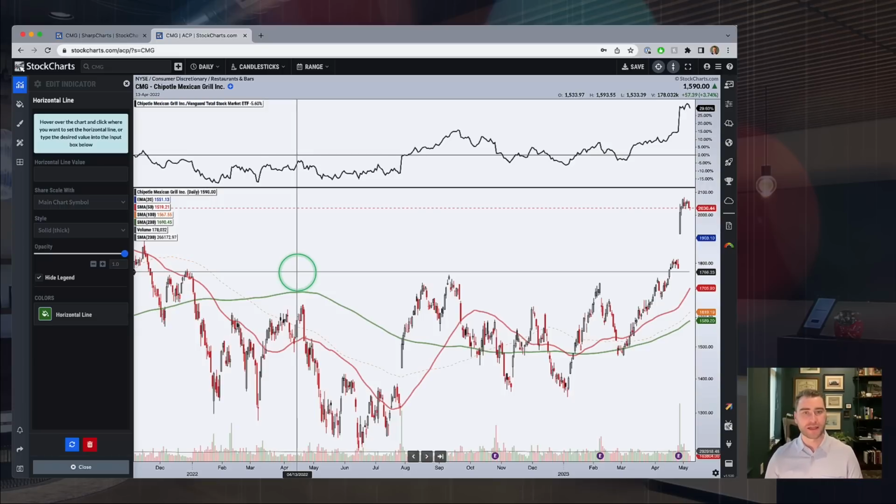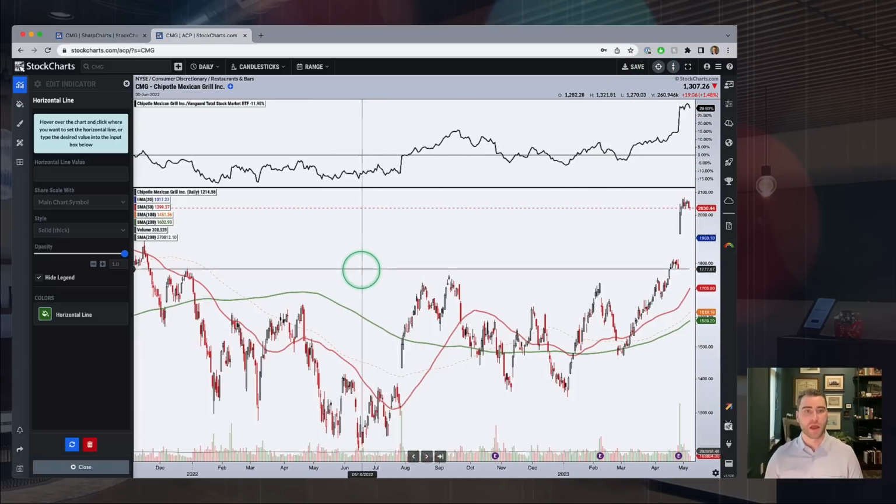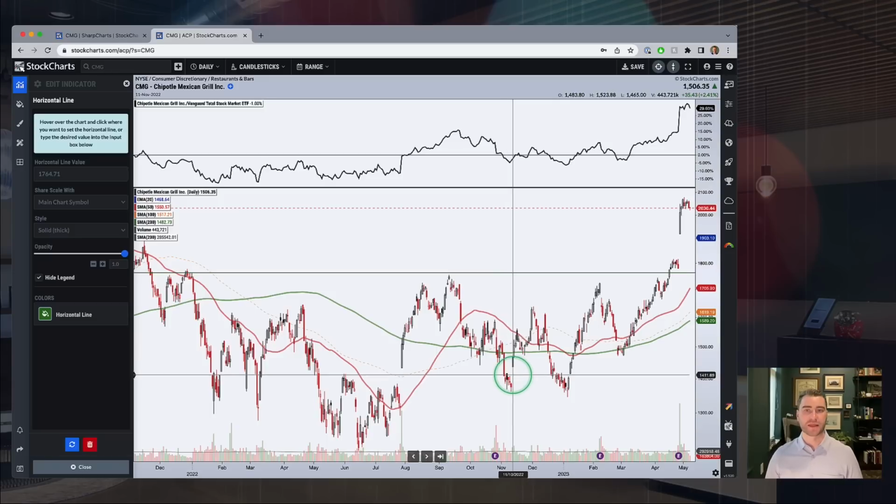So we can highlight exactly where we want to go. We turn on those crosshairs up here in the top, and we can actually just hover over this chart and click exactly where we want to set that line. As you can see, I've set this up with our solid thick line, green, and I've clicked right on the chart at our entry price.